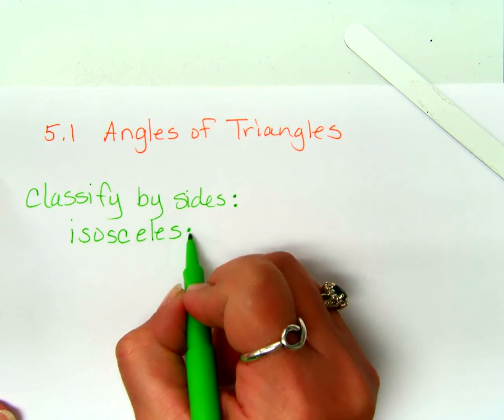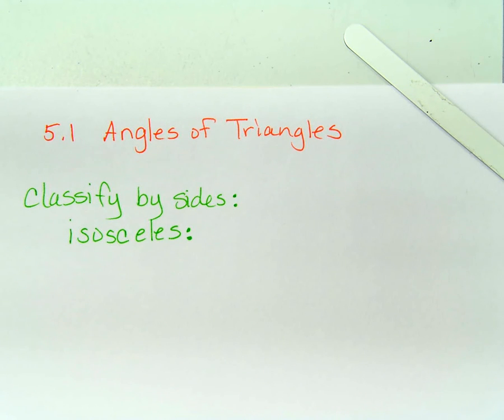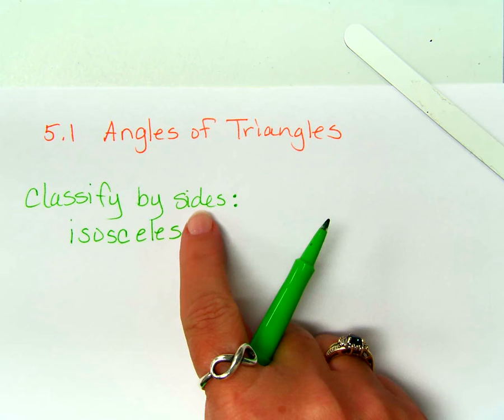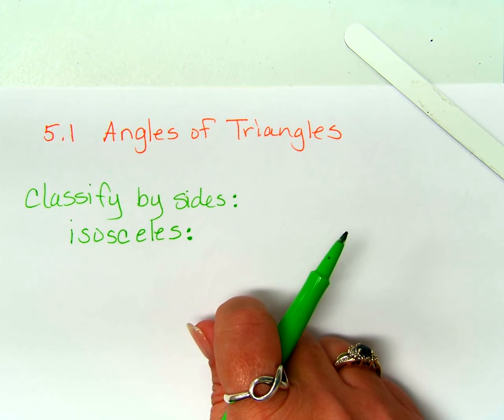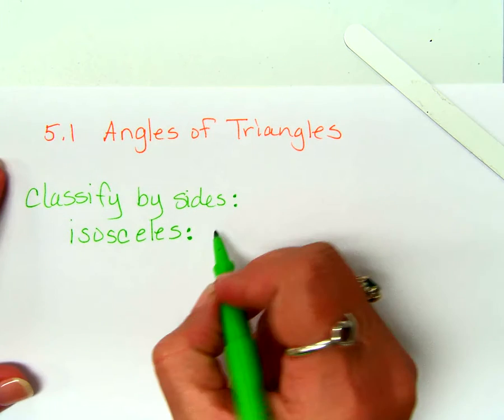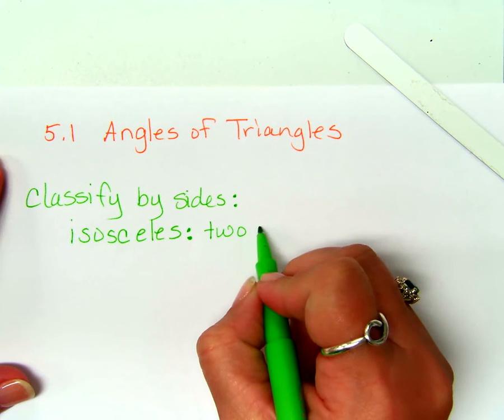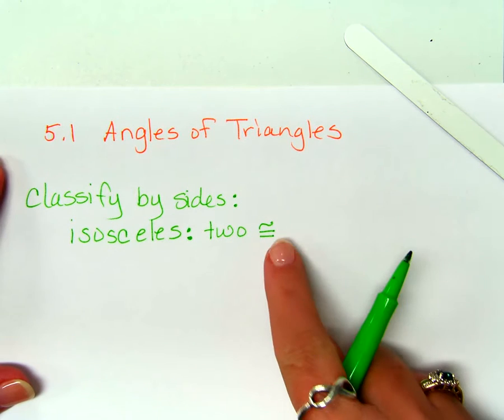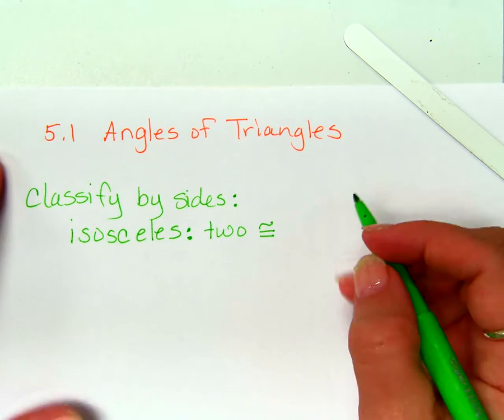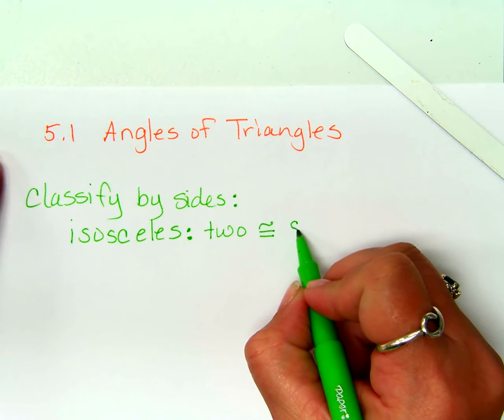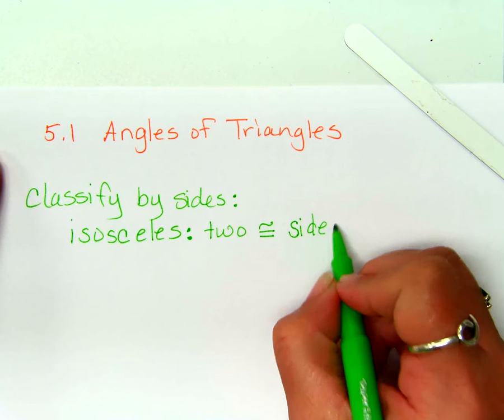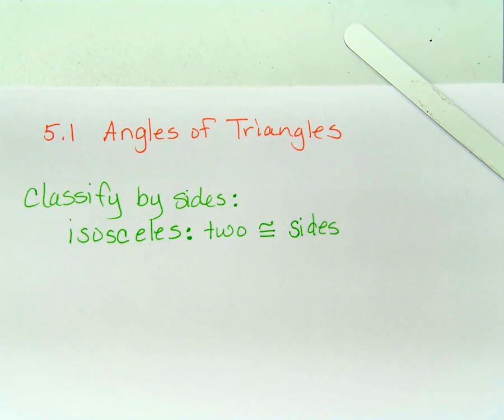And what does isosceles mean? Well, we're talking about sides, remember? Sides. So two, what does that mean? Congruent, two congruent what? Sides. An isosceles triangle has two congruent sides. Got it? Okay, what's another possibility you think?